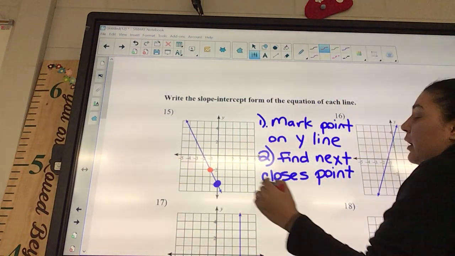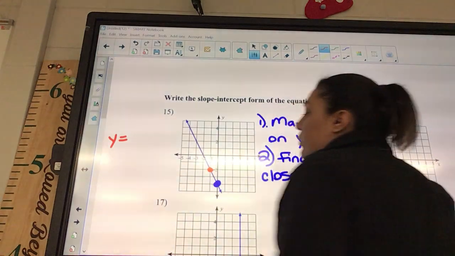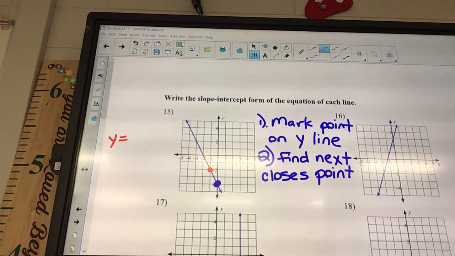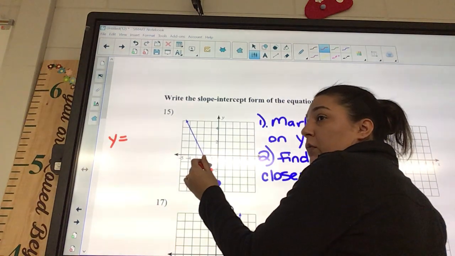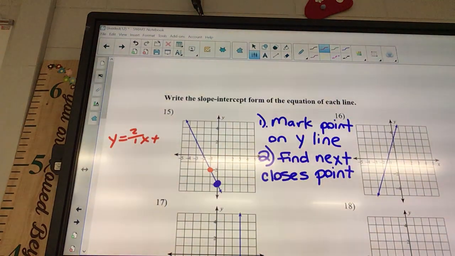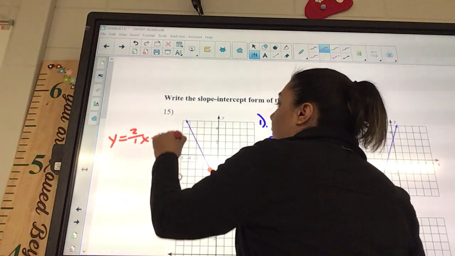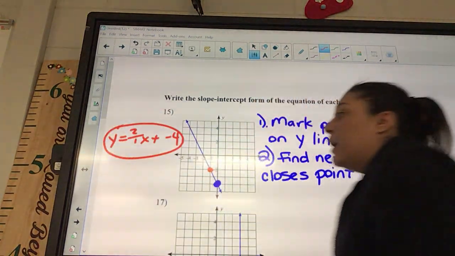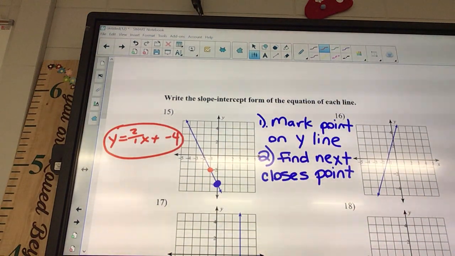Okay, so your equation is going to look like, I'm going to write mine over here, y equals, and what's my slope? We're going to go up 2 and over 1. So we got 2 over 1 x plus my y-intercept. What's my y-intercept? Negative 4. Okay, and if you write y equals 2x, that's totally fine too, because it's the same thing. 2 over 1 is 2.